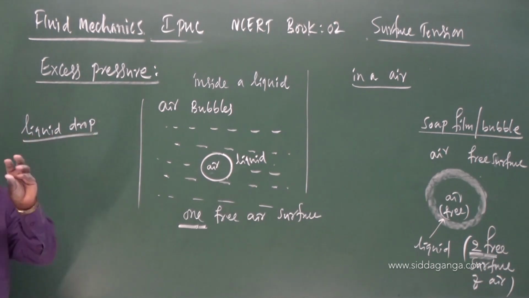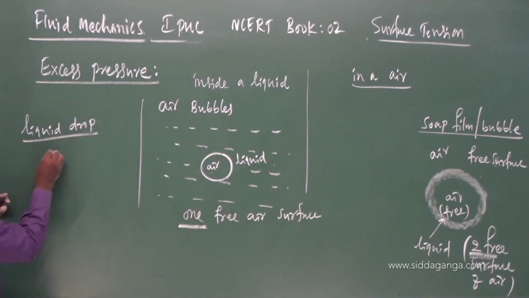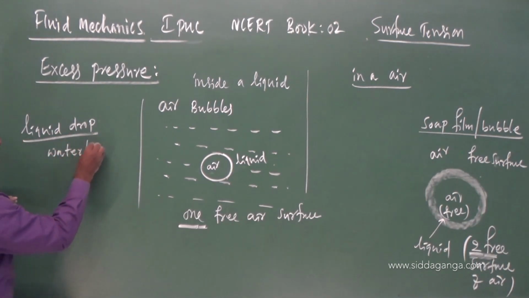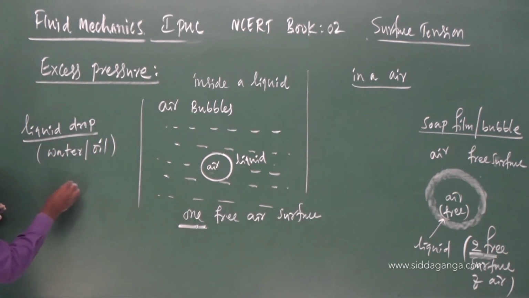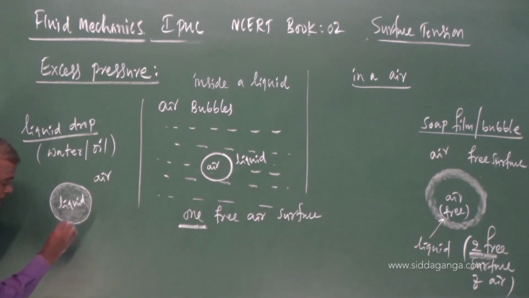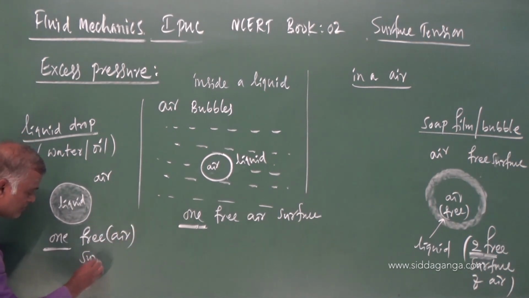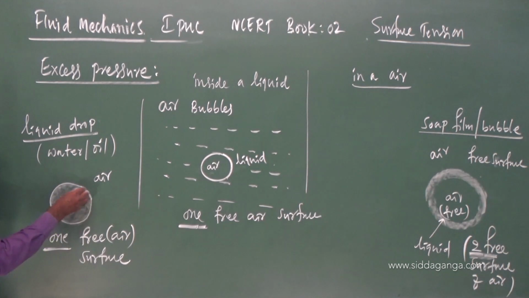It may be water droplets or air bubbles, or say an oil drop. A liquid drop means a water or oil drop, which is again spherical in shape. Now in this I have liquid here, and outside is air, which means one free air surface. I have only one free surface here, which is in contact with the air.